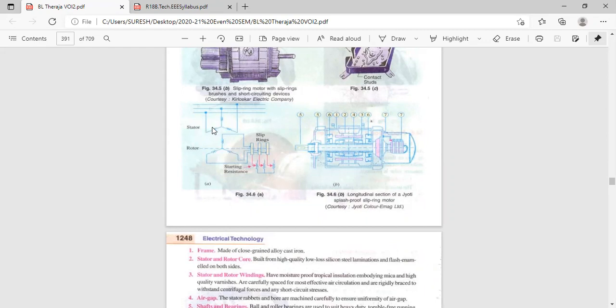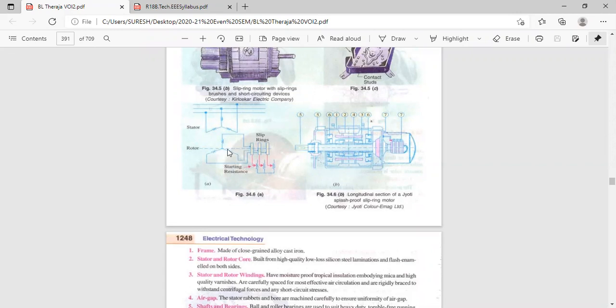Here flux is developed. Part of this flux is linking with the secondary coils. The rotor has three secondary coils. Part of this flux is linking with the secondary coil due to mutual induction. The principle is mutual induction. Where is EMF developed? In which windings? Armature or rotor windings. Okay. In the rotor windings, EMF is developed.